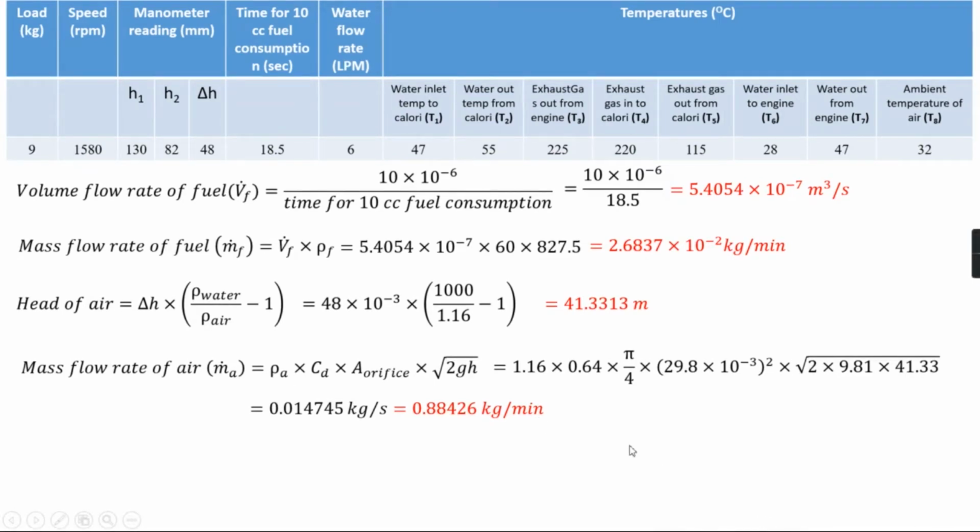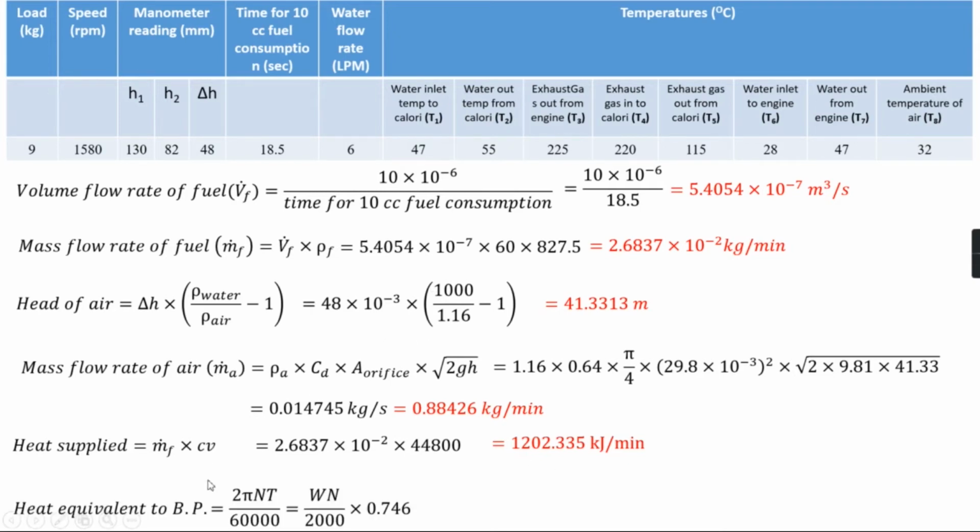Next is heat supplied. How can I calculate heat supplied? That is nothing but the mass flow rate of fuel which is supplied to the engine into the energy content of the fuel, that is, the calorific value of the fuel. So mass flow rate of the fuel into the calorific value will give me 1202.33 kilojoule per minute of heat supply.